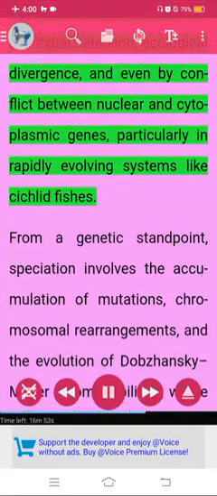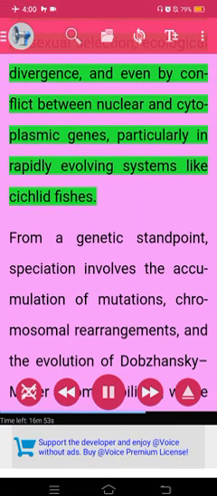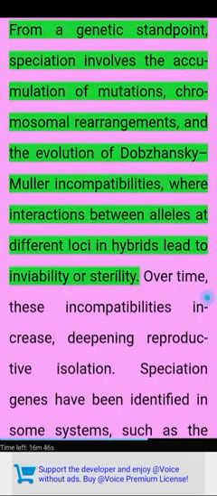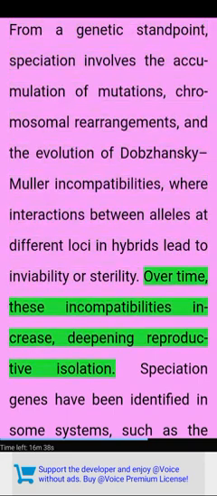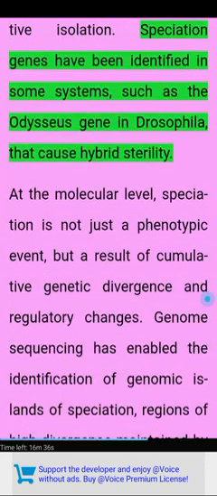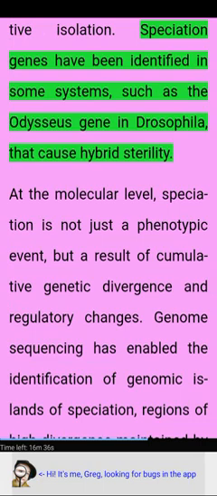Speciation can also be driven by sexual selection, ecological divergence, and even by conflict between nuclear and cytoplasmic genes, particularly in rapidly evolving systems like cichlid fishes. From a genetic standpoint, speciation involves the accumulation of mutations, chromosomal rearrangements, and the evolution of Dobzhansky-Muller incompatibilities, where interactions between alleles at different loci in hybrids lead to inviability or sterility. Over time, these incompatibilities increase, deepening reproductive isolation. Speciation genes have been identified in some systems, such as the Odysseus gene in Drosophila, that cause hybrid sterility.